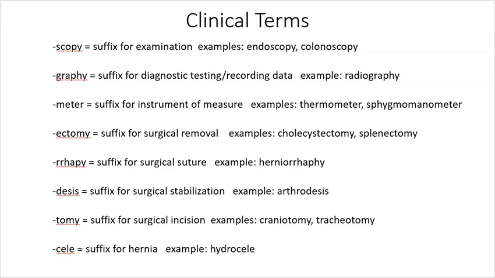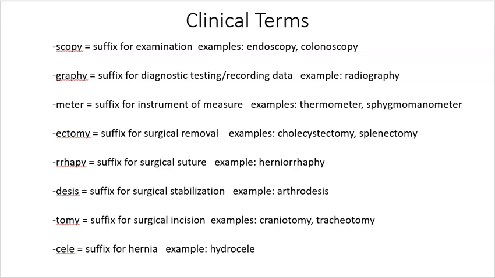Scopy is a suffix for examination. Examples would be endoscopy or colonoscopy. Graphy is a suffix for diagnostic testing and recording data. An example would be radiography. Meter is a suffix for instrument of measure. Examples would be thermometer or sphygmomanometer. And that's just a fun word to say, sphygmomanometer. That means blood pressure cuff.